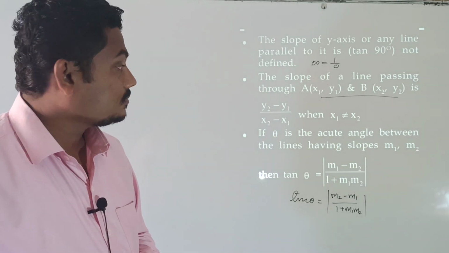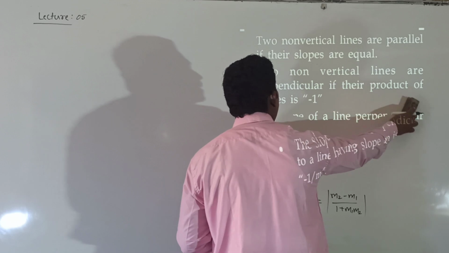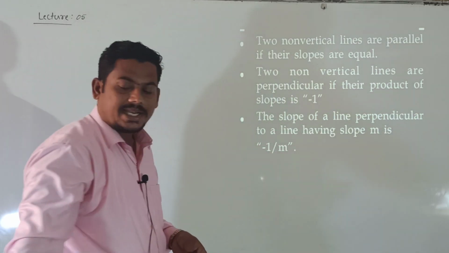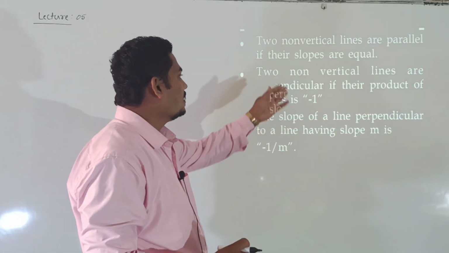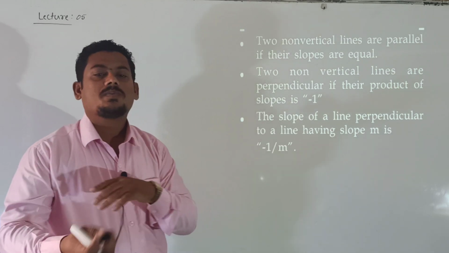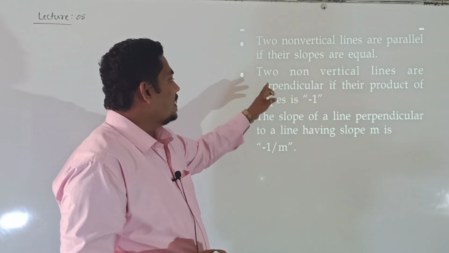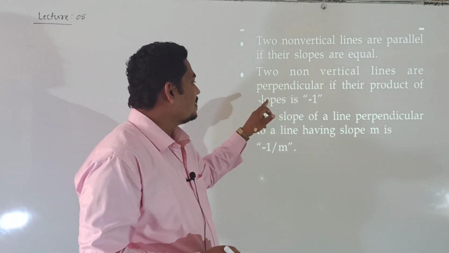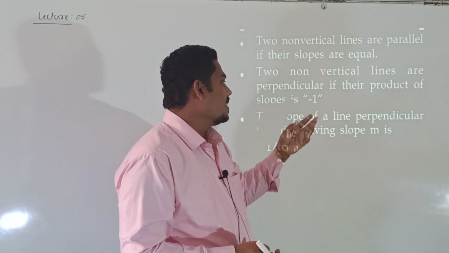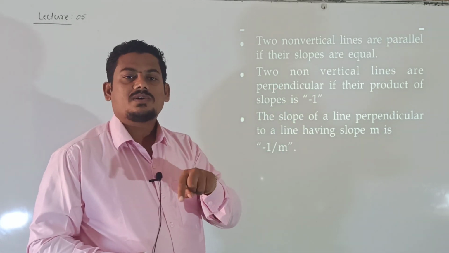Next, the condition for two lines to be parallel. Two non-vertical lines are parallel if their slopes are equal. Next, two non-vertical lines are said to be perpendicular if the product of their slopes equals minus 1.